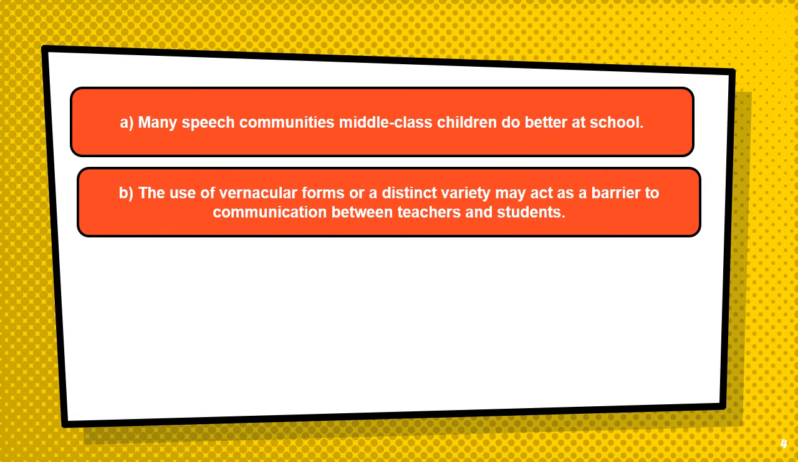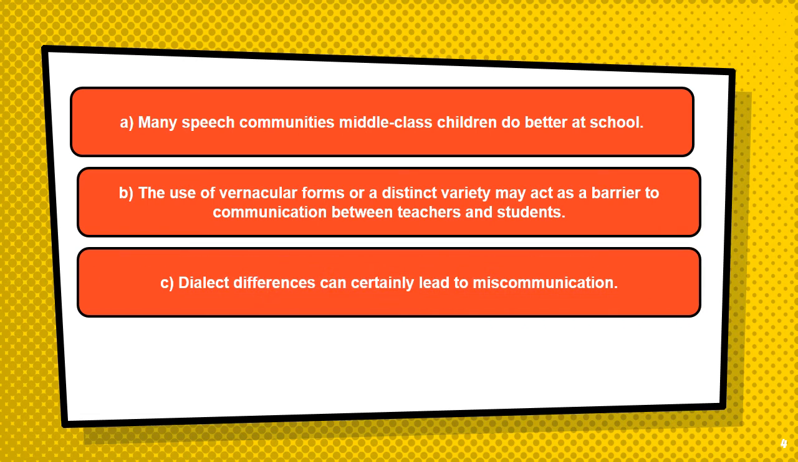One of the factors that lead children from the middle class to do better at school is that the use of vernacular forms or a distinct variety may act as a barrier to communication between teachers and students. Since the students have a certain dialect that is very different from the standard language, it may lead to miscommunication because they cannot understand each other very well. So basically these two points are actually linked.